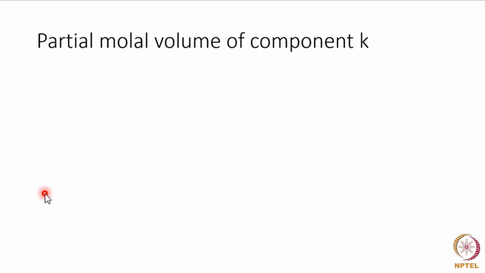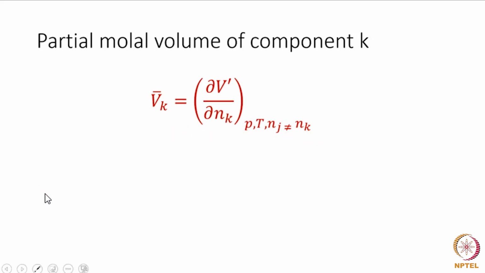So now we can formally define the partial molar volume of the component k. It is defined as follows. V k bar is equal to dou V prime by dou N k, keeping pressure, temperature, and all other numbers of moles of the constituents constant except the kth constituent for which we are defining the partial molar volume. And notice the bar on top of the volume, that indicates that we are talking about partial molar quantities. Notice that we are differentiating the total volume and not the molar volume on the right hand side.